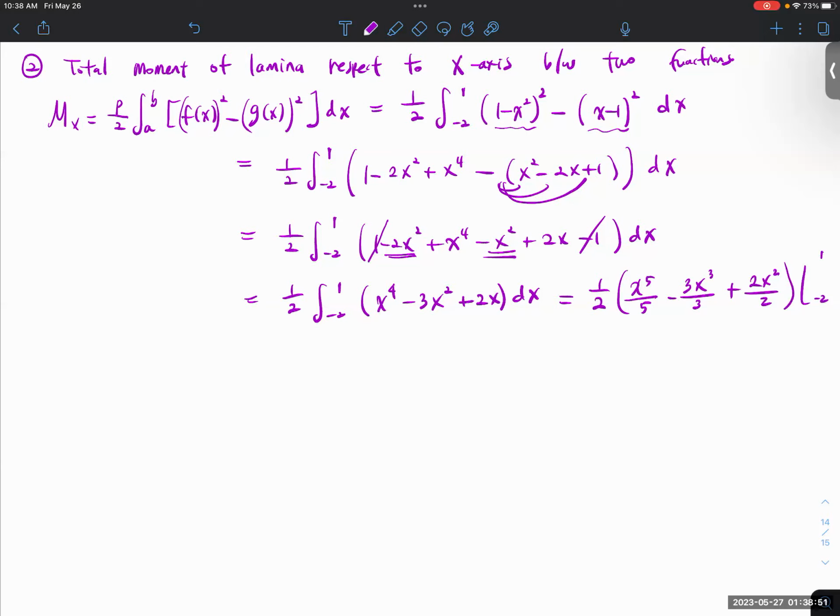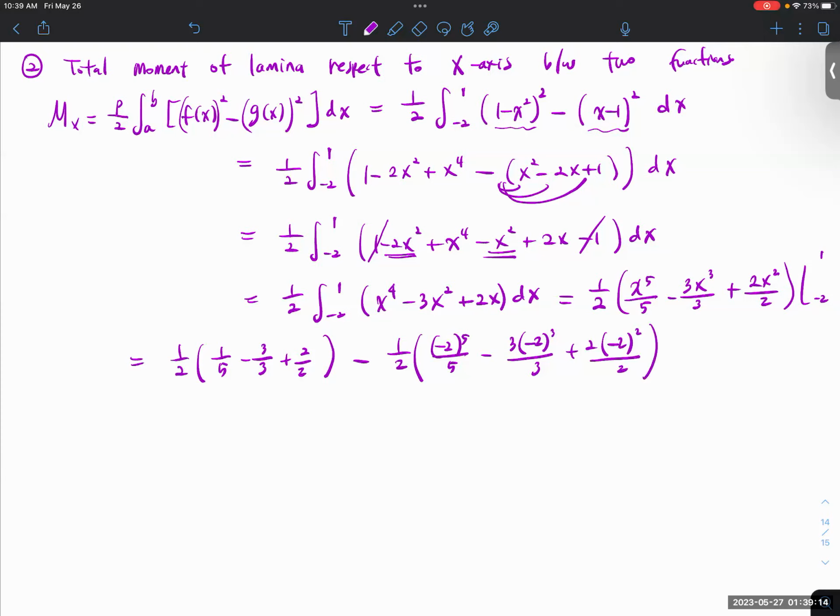Okay, now we're going to subtract 1/2 when you're plugging in 1. So you should get this, minus 1/2 times negative 2 to the 5th over 5, minus 3 times negative 2 to the 3rd, plus 2 times negative 2 to the 2nd over 2. So this is 1, this is negative 2. Again, this is a complicated fraction. You can type this in decimal, so you can find negative 27 over 10.